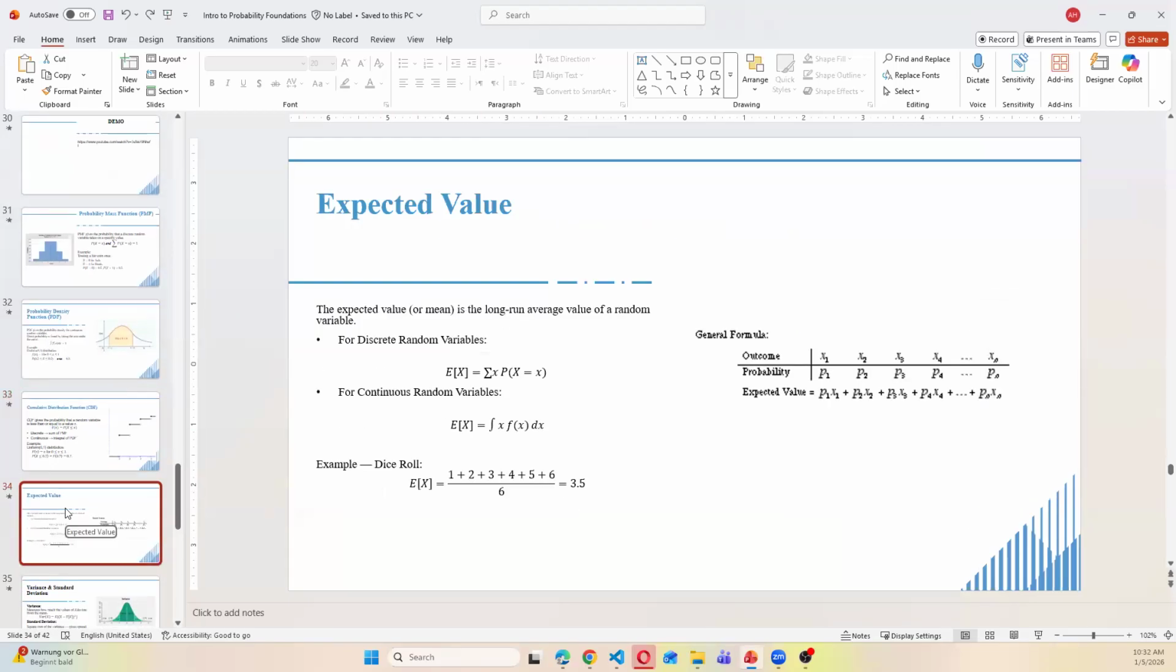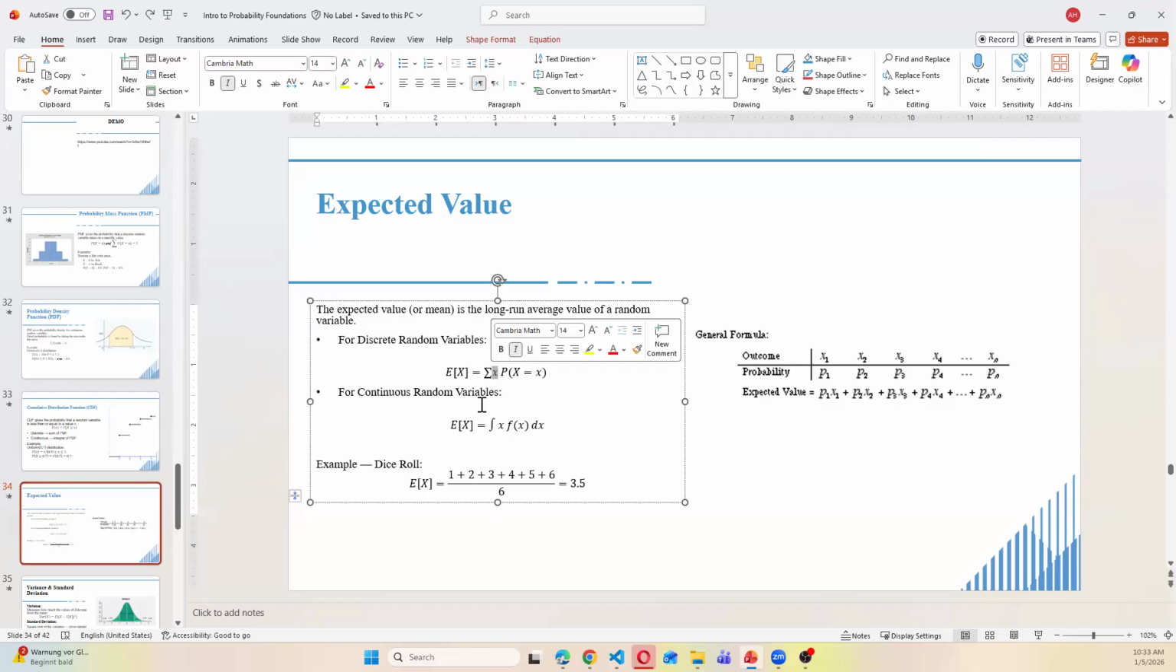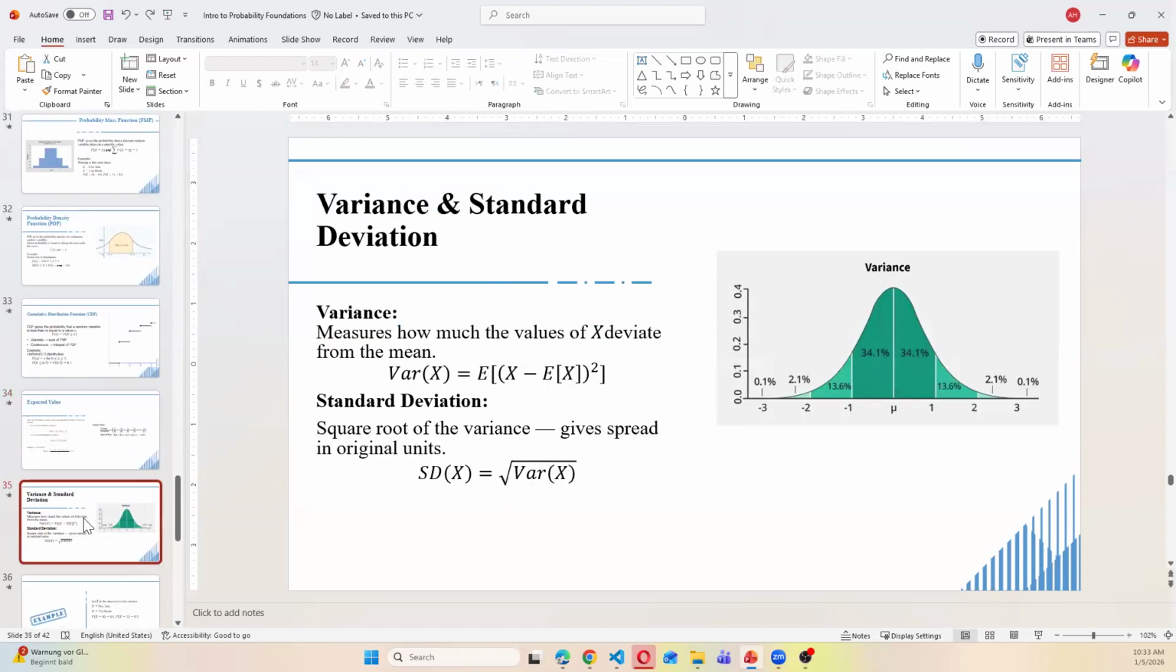Then you have the expected value. The expected value is the long run average value of a random variable. For discrete, the expected value of x is the summation of x times the probability of x. For continuous, it is the integral of x times f of x dx. An example is the expected value of a die: 1, 2, 3, 4, 5, 6, summed and divided by 6, it will be 3.5.